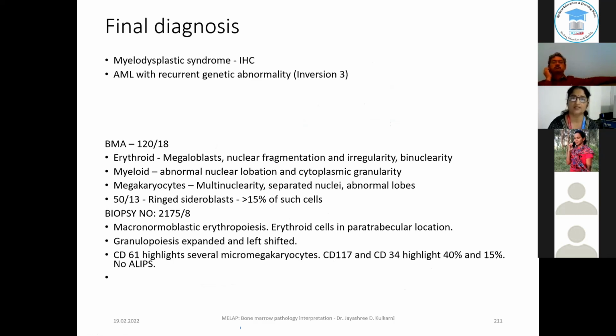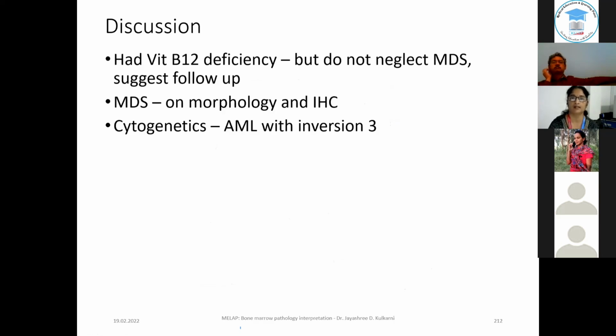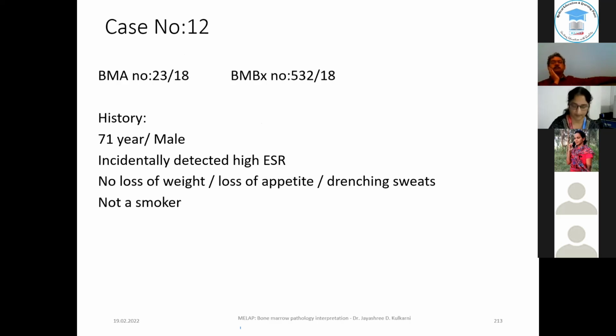So what I'm trying to say is you do not stop at the aspirate or biopsy or some special stains. Especially when there is a possibility of a hematological malignancy, you have to go ahead, send for cytogenetics, and if required, FISH should be done. And this patient actually had a B12 deficiency, but do not neglect that and say you want to wait. Just follow up, talk to your clinician. Maybe he has an underlying MDS. Case number 12.